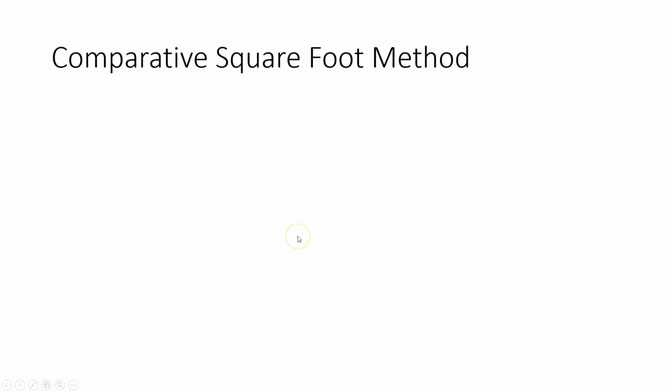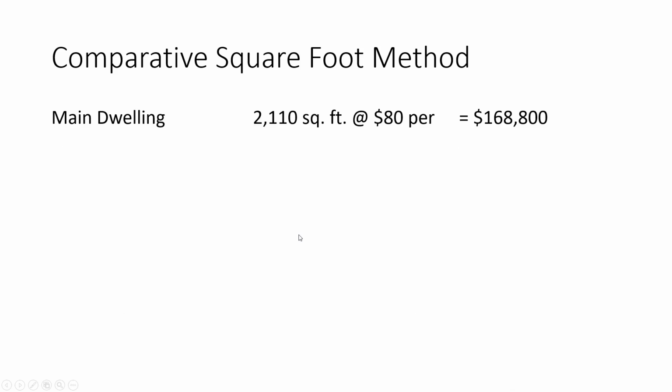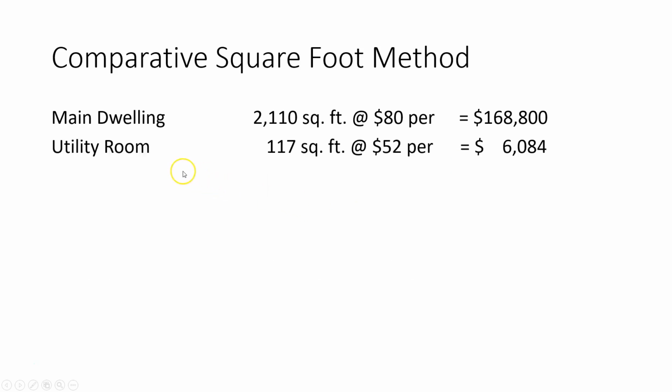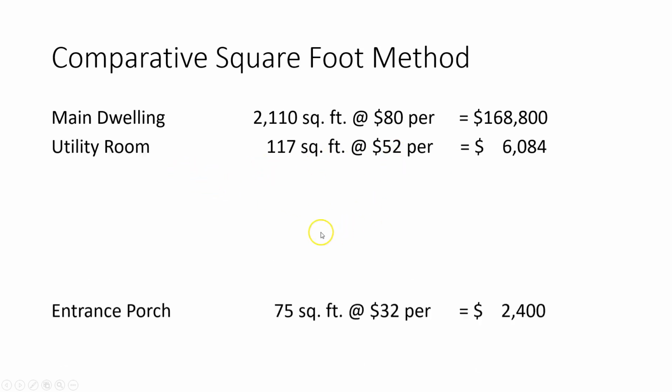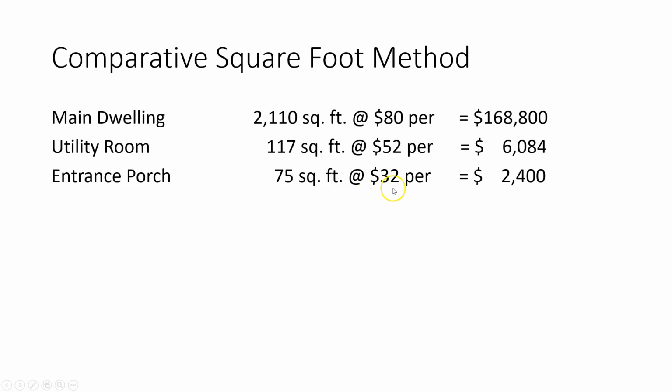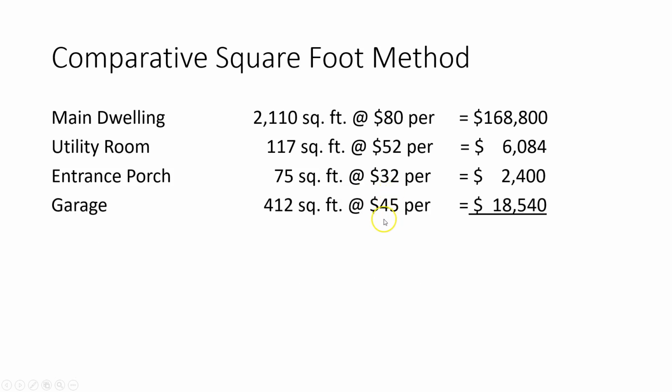Let's use the comparative square foot method first of all. Out of the book, supposing for instance from these tables we know that to build the main dwelling is going to cost us $80 a square foot, and the main dwelling is going to be 2,110 square feet. It's going to cost $168,000. The utility room is going to cost $52 a square foot, the porch $32 a square foot, and maybe the garage $45. We add all those up and we come to a total estimated value of $195,000.